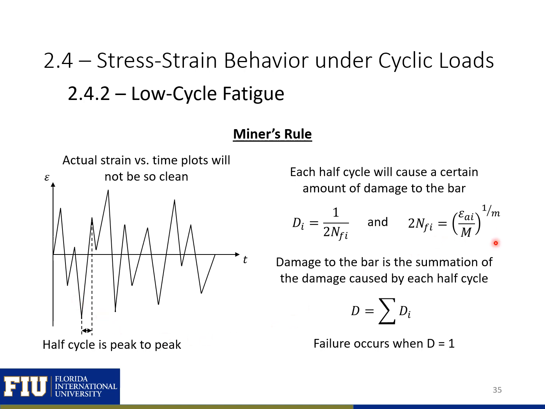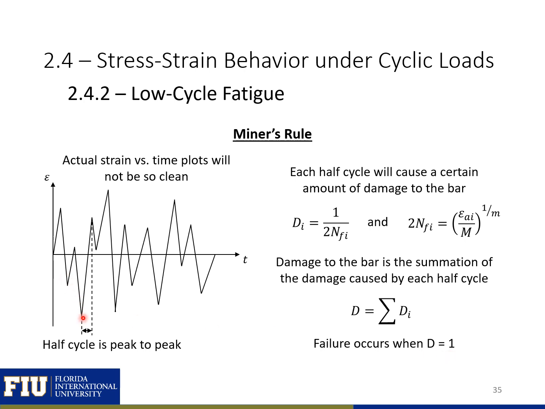Then these half cycles cause some kind of damage to our reinforcing bar. So we can sum up that damage, and when our damage equals 1, we'll have failure of the reinforcing bar.